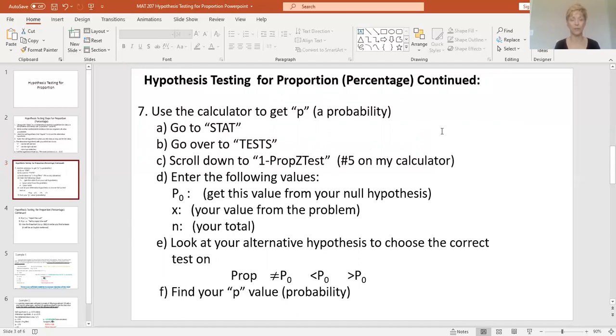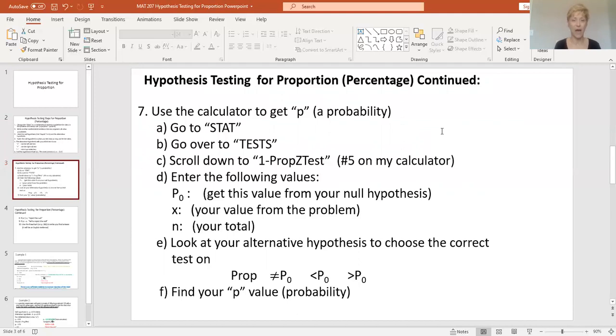And we're going to work a couple in a minute to make sure that you're clear about that. When you've got those 3 values entered, go down and look. It's going to ask you on proportion, which test do you want to use? Not equal to, less than, or greater than. You look at your alternative hypothesis, and that's the one that you pick.